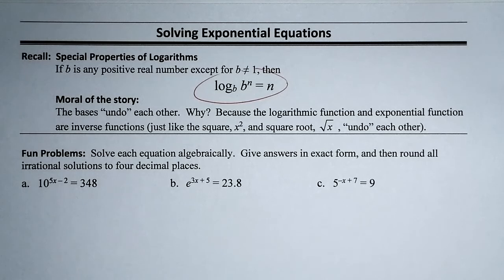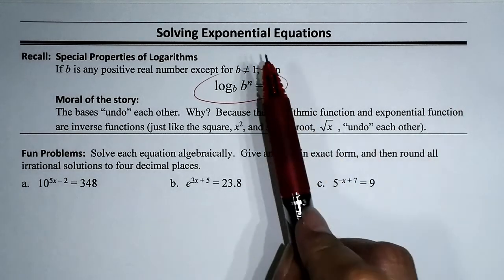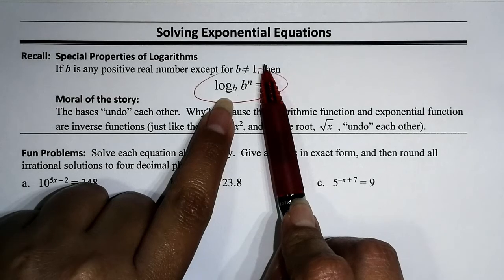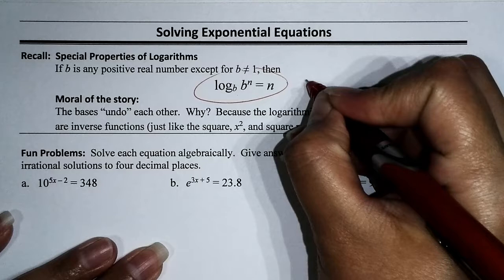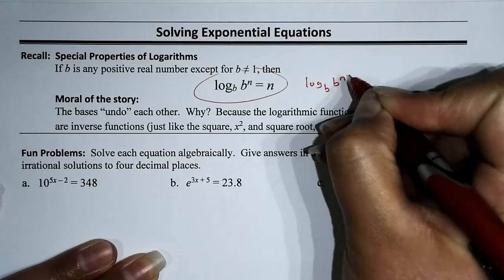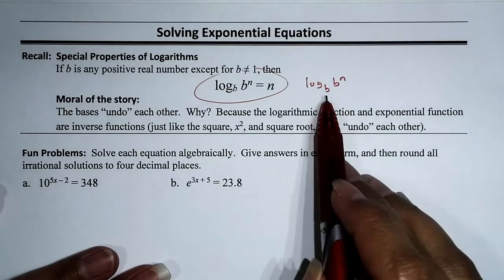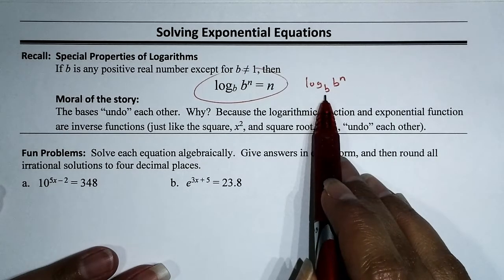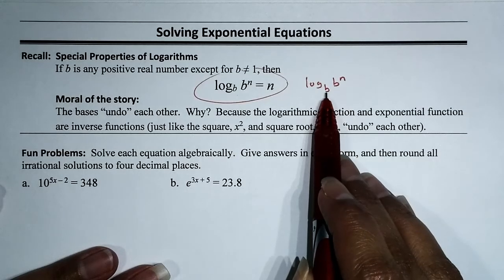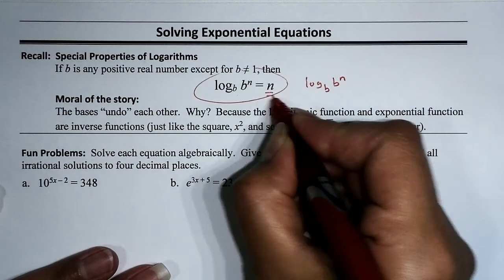And the reason why it equals n is because the question of the hour is, b to what power is going to give us the argument of b to the n. So logarithm base b of b to the n. And the question is, b raised to what power will give us the argument of b to the n? In this case, b to the nth power will give us b to the n.